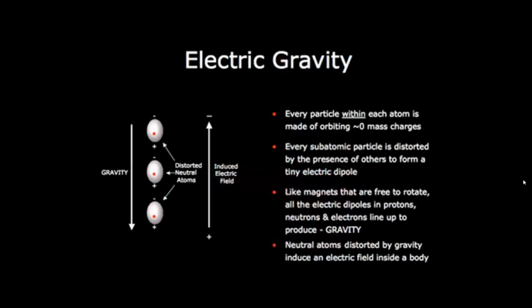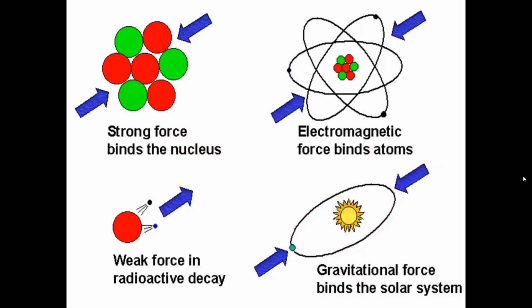So we get into this thing called electric gravity. Now, this one is a theory where every particle within each atom is made of orbiting mass charges. Every subatomic particle is distorted by the presence of others to form a tiny electric dipole. Like magnets that are free to rotate, all the electric dipoles in protons, neutrons, and electrons line up to produce gravity. Neutral atoms, distorted by gravity, induce an electric field inside a body. Electric gravity. And you can see how this works.